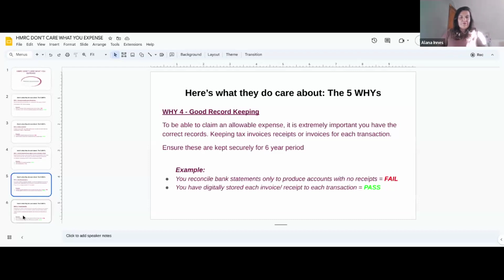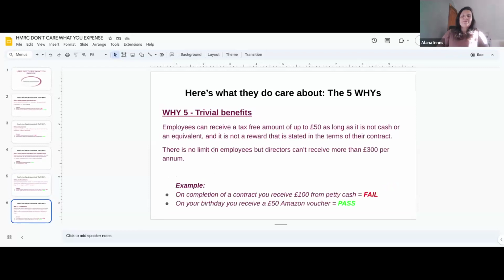So now we move on to the fifth why, which is something we look at quite more regularly now as well, which is something that was introduced called trivial benefits. So employees can receive a tax-free amount of up to £50 as long as it is not cash or an equivalent of cash. It can't be a reward that is stated in the terms of your employment either. So there's not a limit on these awards of £50 that can be given to employees, but that's on employees. There is a limit on directors, where they do get a £300 limit per annum that they're allowed to see as a trivial benefit.